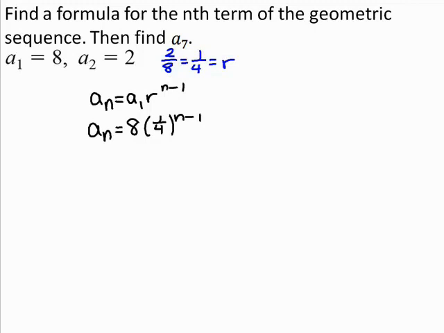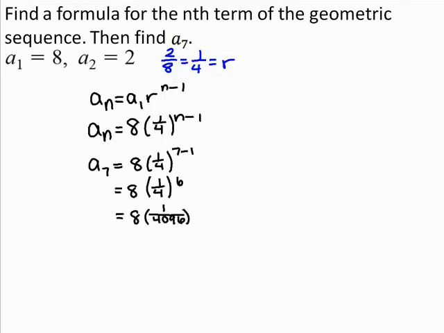Now, to find a sub 7, substitute 7 in for n. Simplify 7 minus 1. Simplify 1/4 to the 6th power. Simplify 8 times 1 divided by 4096. You find that a sub 7 equals 1 divided by 512.